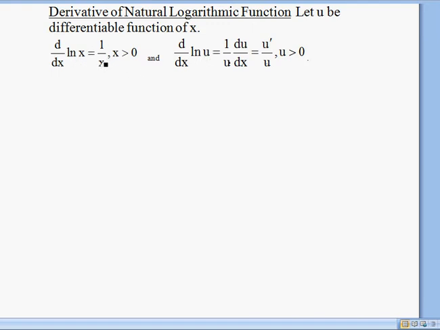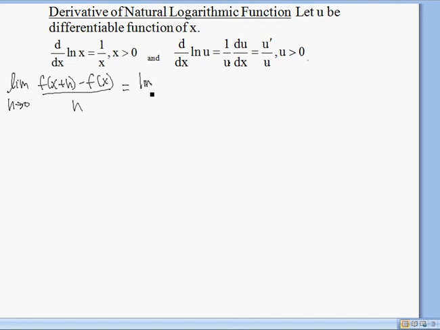We're going to look at how to show that the derivative of natural log of x is equal to 1 over x using the definition of derivative. So let's review the definition of the derivative: the limit as h goes to 0 of f of x plus h minus f of x, all over h. Our function f in this case is ln of x, so I'm just going to plug in here.